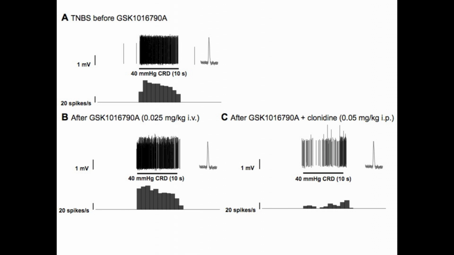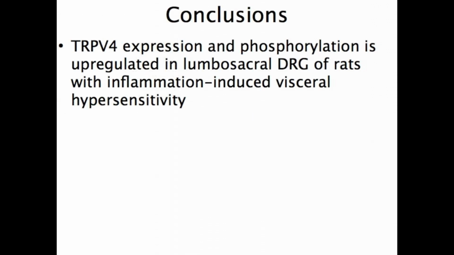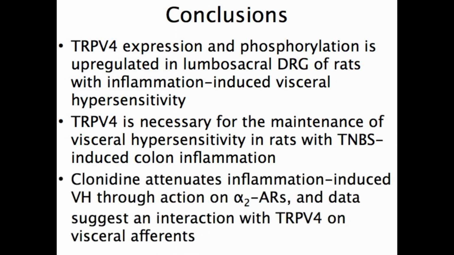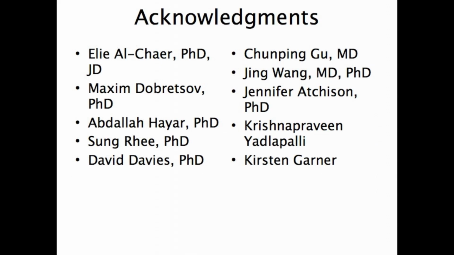So, in summary, it appears that TRPV4 is increased in our model of inflammatory bowel disease. It appears to have increased phosphorylation. It appears to be necessary for visceral pain in this model because when we reduced it, we also reduced the pain. And clonidine is not only an analgesic in our model, but it appears to at least have some interaction with TRPV4. All right, any questions?